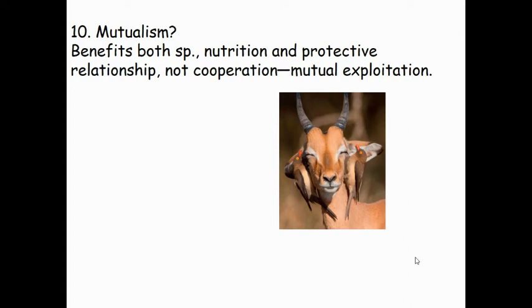In some cases, especially in the oceans, small fish will stay near large fish, and they'll get protection. And in return, they will eat parasites off of the large fish. In many cases, they clean maybe bacteria off of the large fish. So it's not cooperation. It's not like they're saying, "Hey, I'll let you do this if you do that." It's that they're both exploiting a resource, and it just happens to benefit both of them.